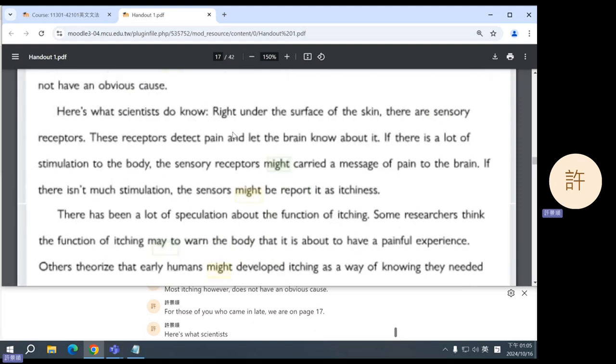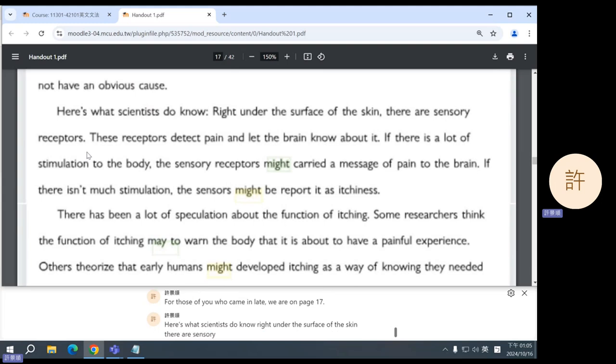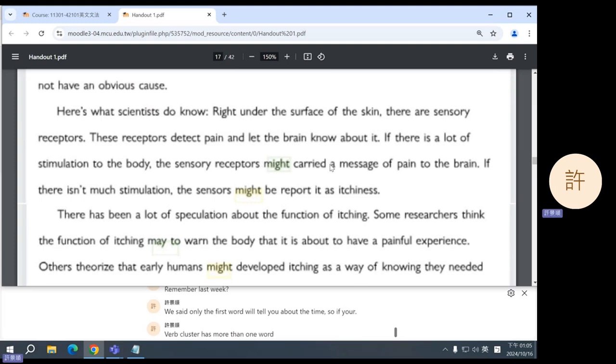Here's what scientists do know. Right under the surface of the skin, there are sensory receptors. 感官接收器. These receptors detect pain and let the brain know about it. If there is a lot of stimulation to the body, the sensory receptors might carry. Remember last week we said only the first word will tell you about the time. So if your verb cluster has more than one word, the last word will not have information related to the tense. 时态不会出现在动词最后一个字上面，而时间不会，状态会，时间不会. So might carry a message of pain to the brain.